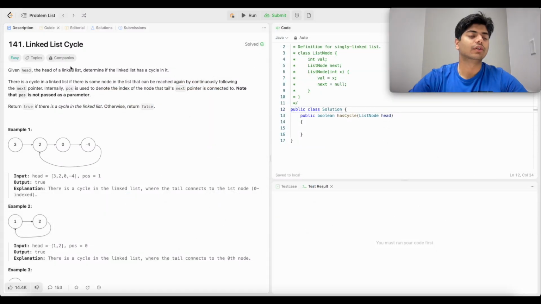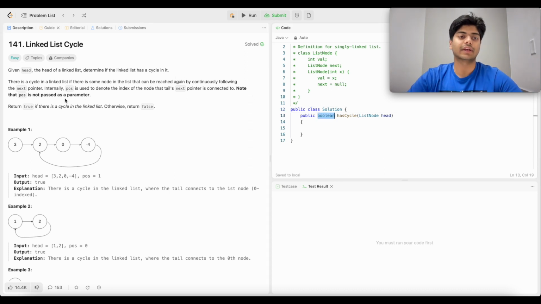Alright, so this is the LeetCode question here, LeetCode 141, Linked List Cycle, and it gives you a head pointer to the linked list, and wants you to determine if the linked list has a cycle. So we're going to return a Boolean, as you can see here. So again, we talked about the tortoise and hare algorithm, correct?